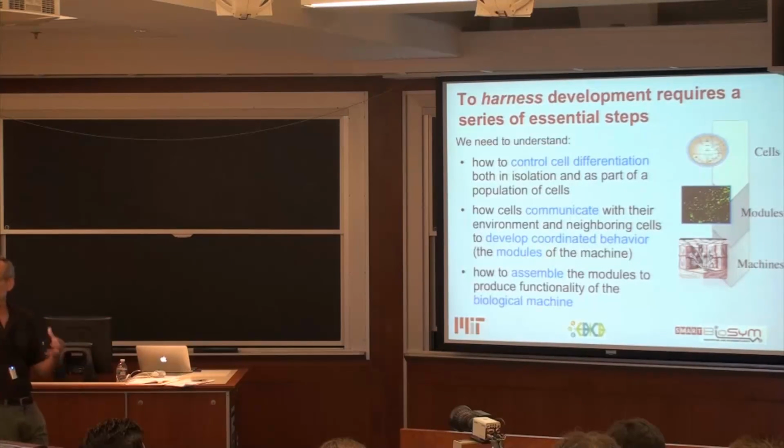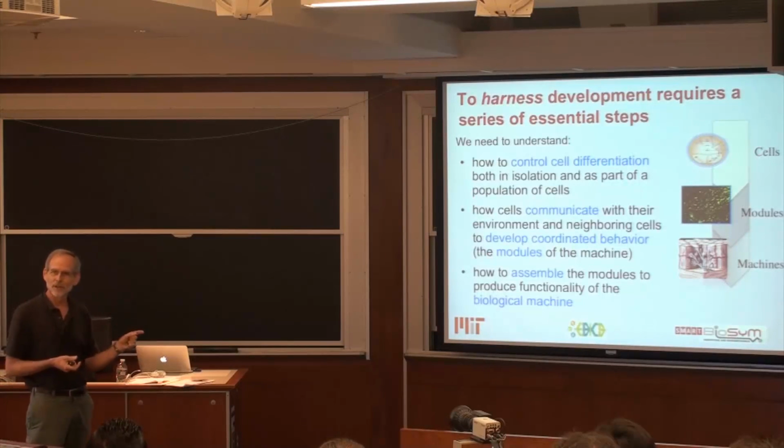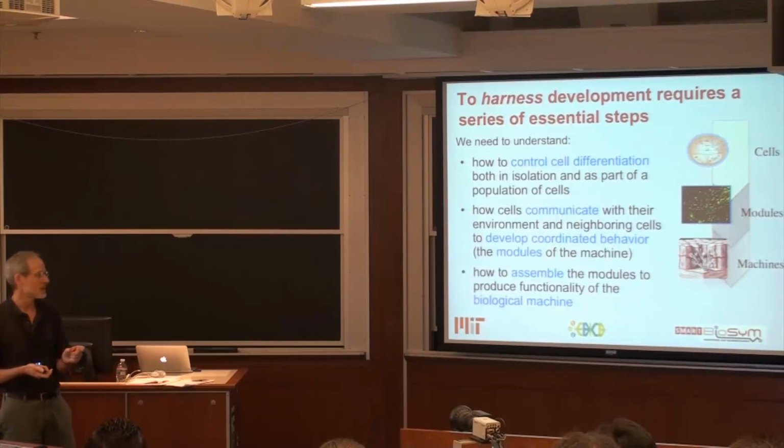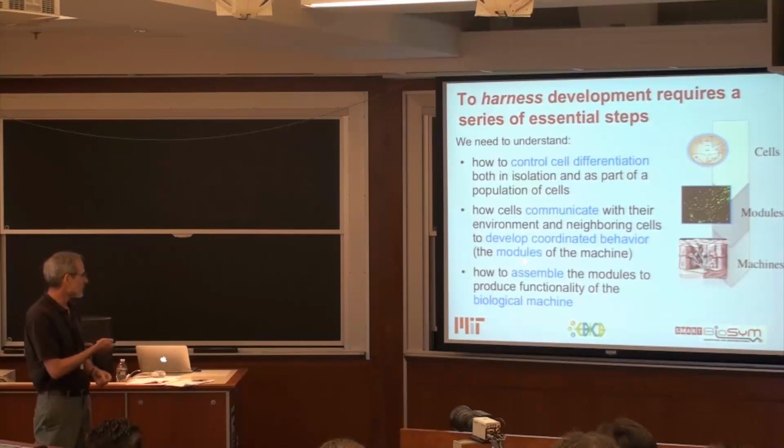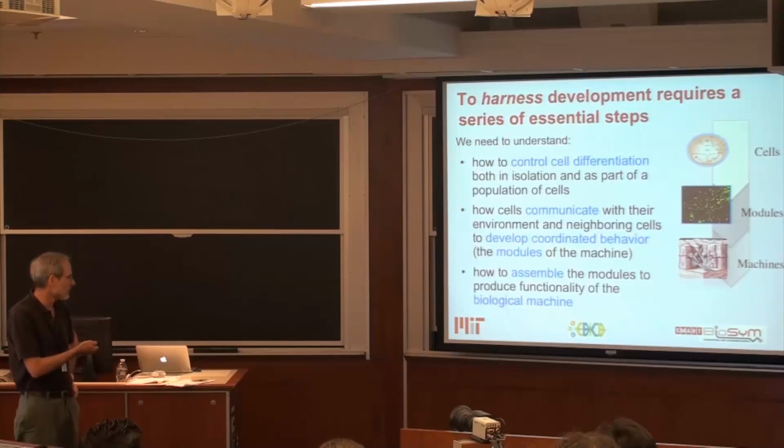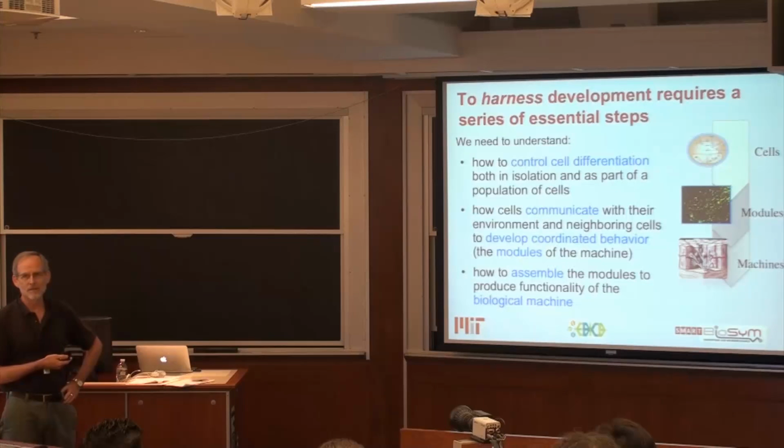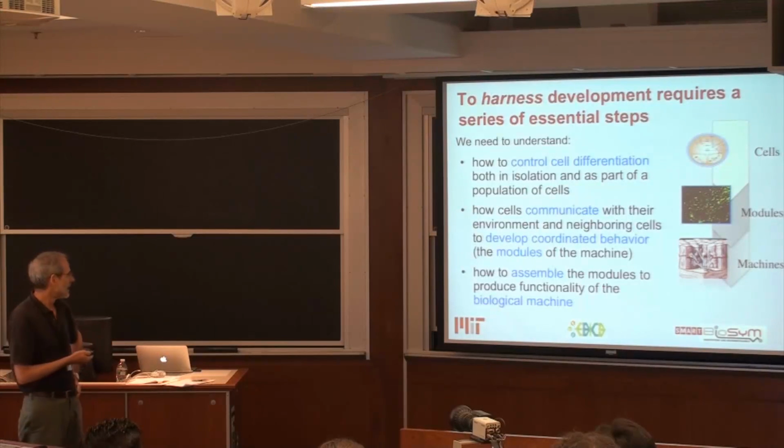In other words, when we have a population of cells, how do we think of this population as a module or a component of one of the machines? It might be a muscle, a secretory organ, a sensory organ, or something that processes information. Then we have to go up one level of complexity and assemble these modules to produce the functionality of some sort of biological machine.